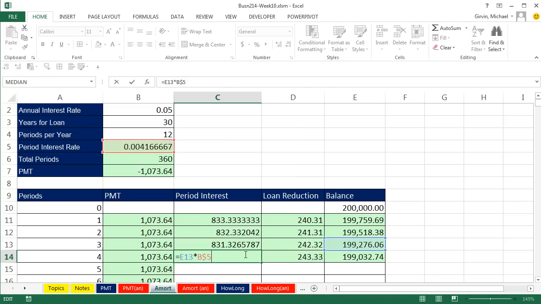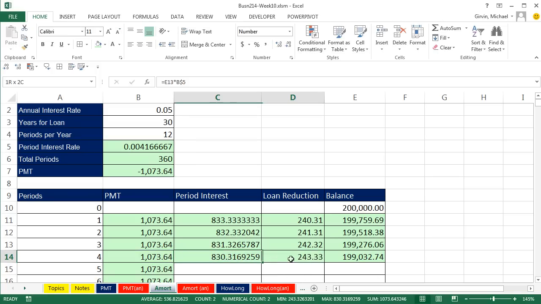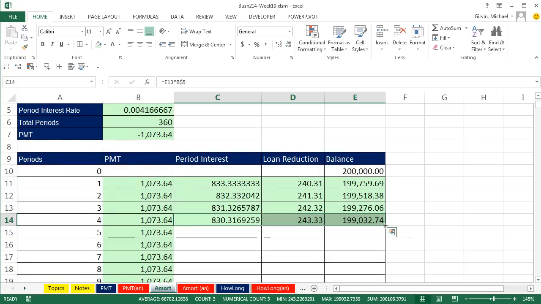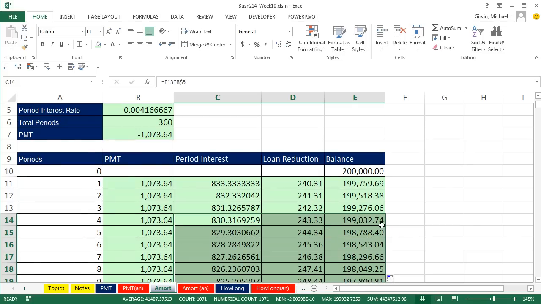Double click this. The reason the interest is going down is because our balance, the amount that was sitting in the account for the whole month, is getting smaller each period. This is getting bigger each period because the interest is getting smaller. Now watch this. I'm going to highlight all three formulas and double click and send it down. I can send all three formulas down.